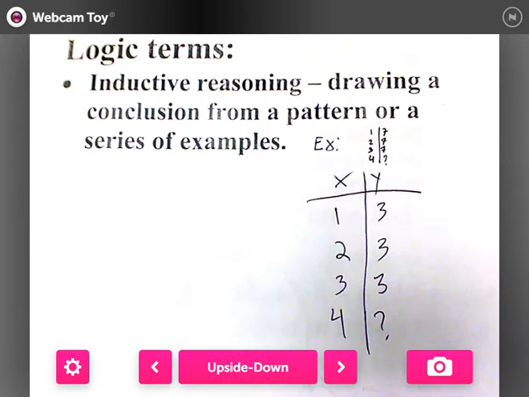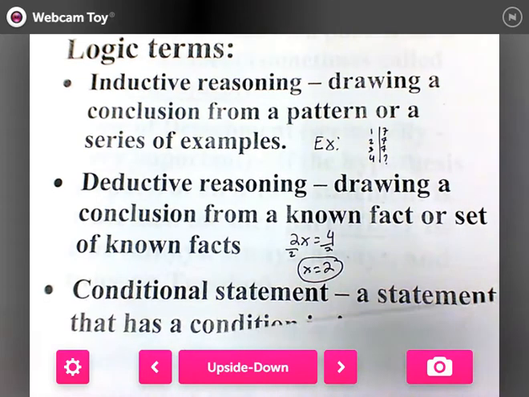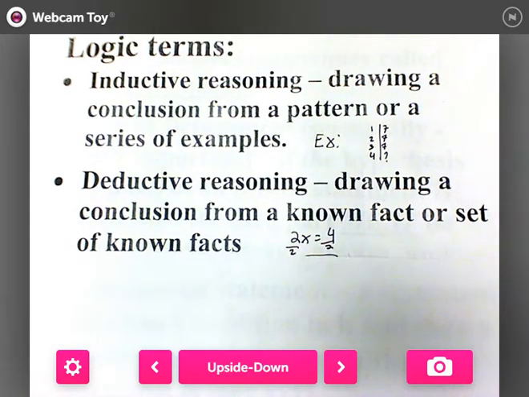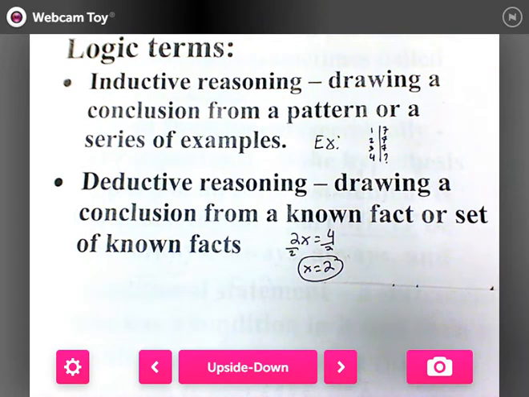Okay, now we've got deductive reasoning. Deductive reasoning is drawing a conclusion from a known fact or set of known facts. So the example I like is basic algebra. 2x equals 4, so you divide both sides by 2, and we get x equals 2. We used algebra in order to do it. It's a known fact.